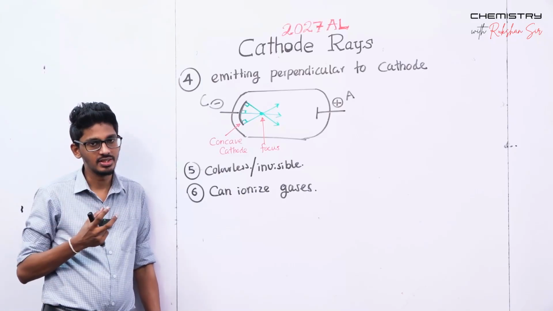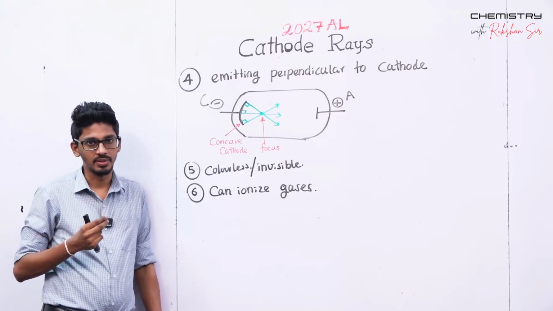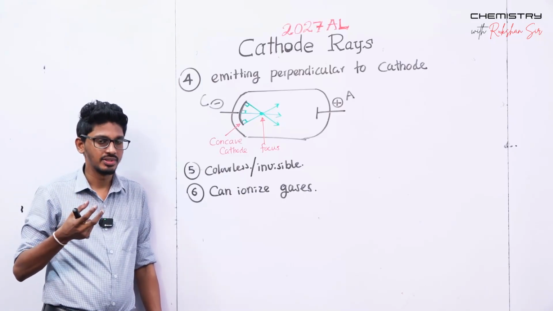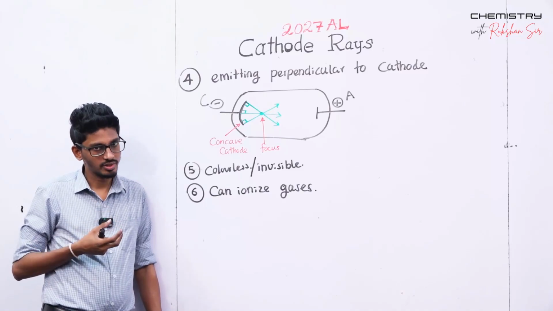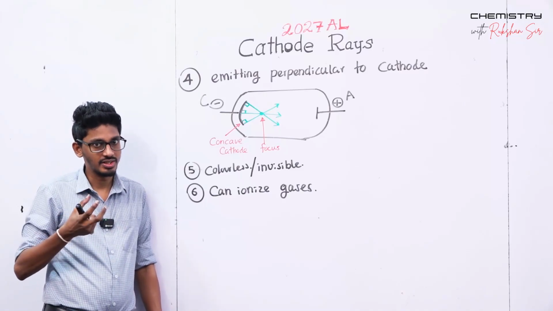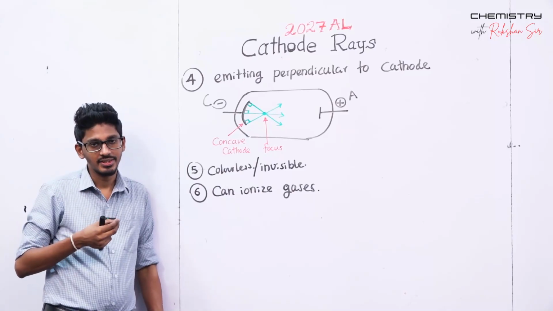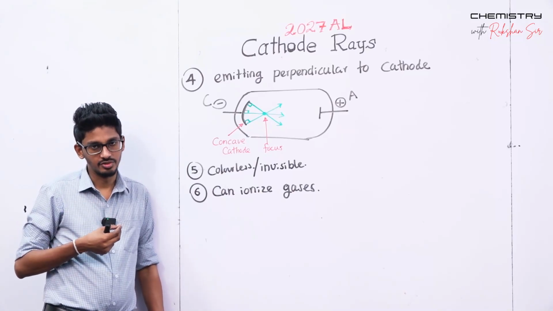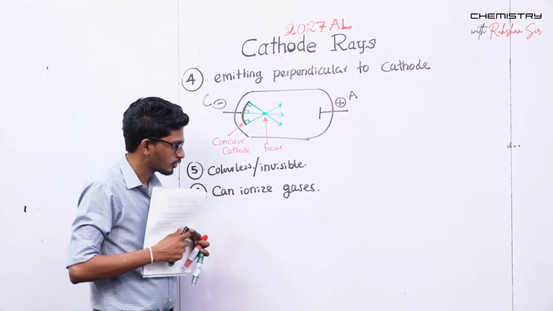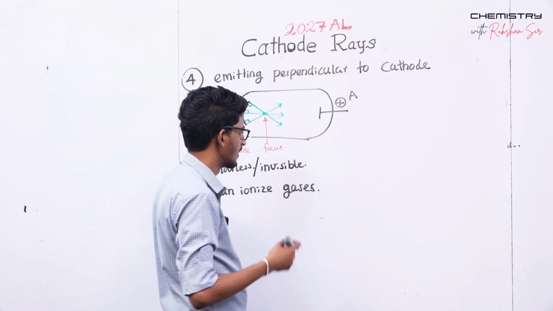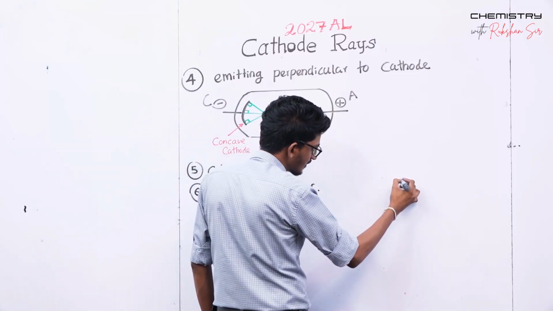Ionization energy means the minimum energy needed to eject an electron from the gaseous molecule, right? That is the ionization energy. So you need to supply the ionization energy to ionize a gaseous atom. Cathode rays can provide that energy.